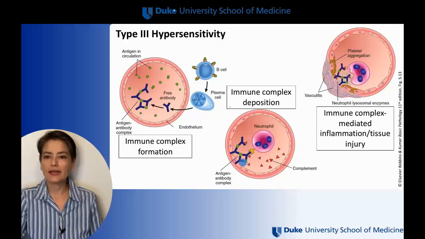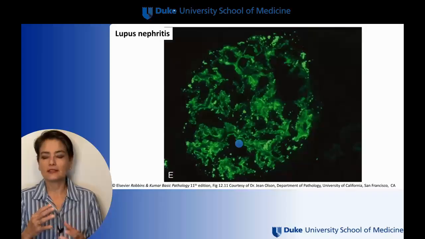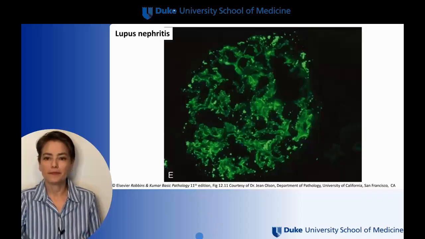And we're going to get this deposition, and this is then going to cause activation of complement. And with that, we're going to get immune complex mediated inflammation and tissue injury as we bring in platelets and neutrophils. We get neutrophil lysosomal enzymes, etc. This can lead to vasculitis. And this is the classic example. This is lupus nephritis. Now recall when we looked at Goodpasture syndrome, how smooth that border was. Here you can see how granular it is, and that's because as these complexes are floating through the blood, it's going to be a random event where they actually impact and deposit.